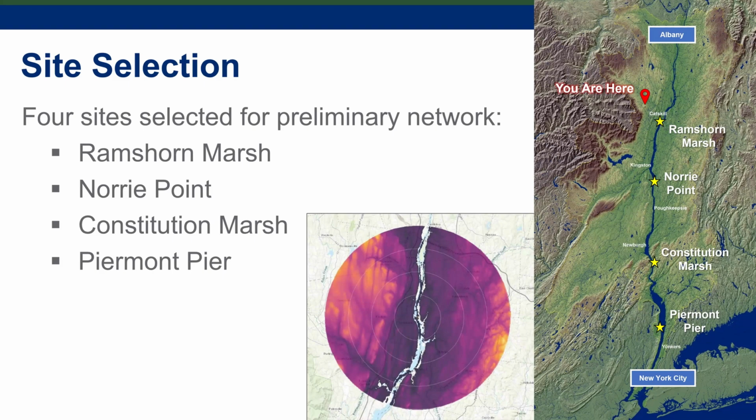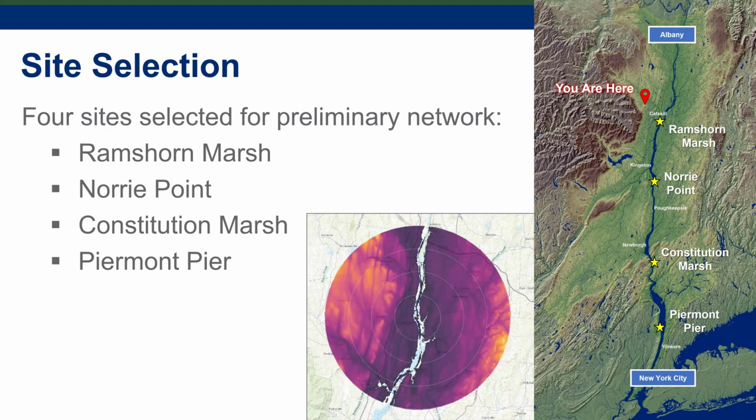Those 4 sites are Ramshorn Marsh, which is pretty close to where we are today in Catskill. Ramshorn Marsh is a property that's owned and managed by Scenic Hudson and Audubon New York. Then our Norrie Point Environmental Center, which is the headquarters for our research reserve. Constitution Marsh, which is managed by Audubon New York and New York State Parks. And Piermont Pier, which is located on a building that's operated by Lamont-Doherty Earth Observatory.